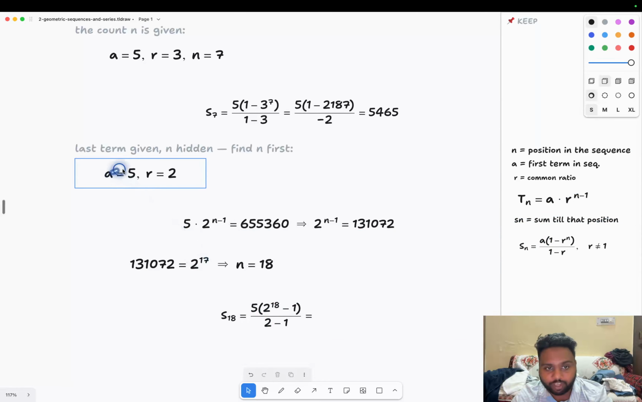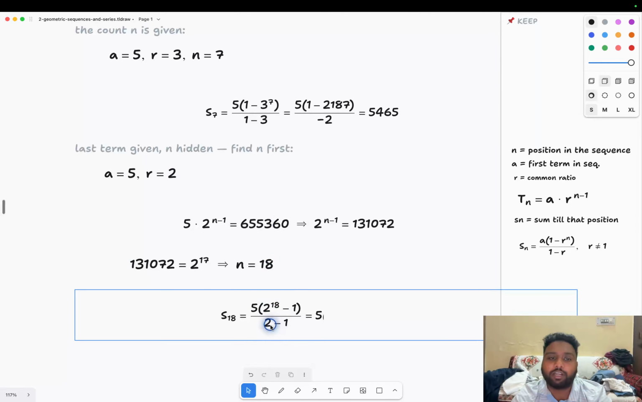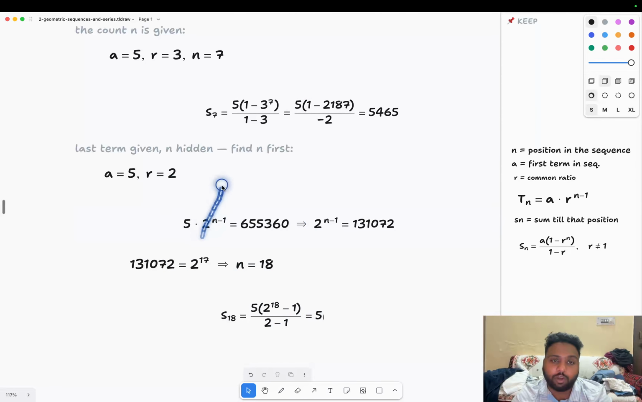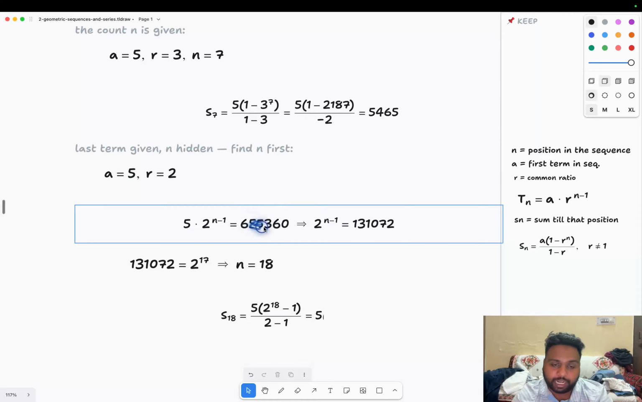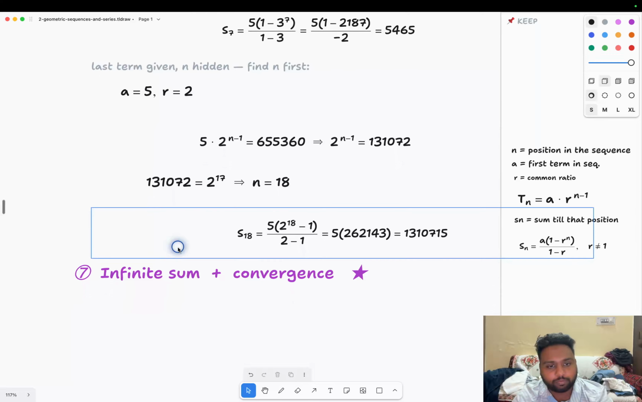Now we have the value of a, we have the value of r, and we have the value of n. Then we will find it. Just in this question, the value of n was not given to us. So the value of a and r was given, and it was given to us that this is the last term of the sequence of the series. And then we will just substitute this formula and we will find our value.